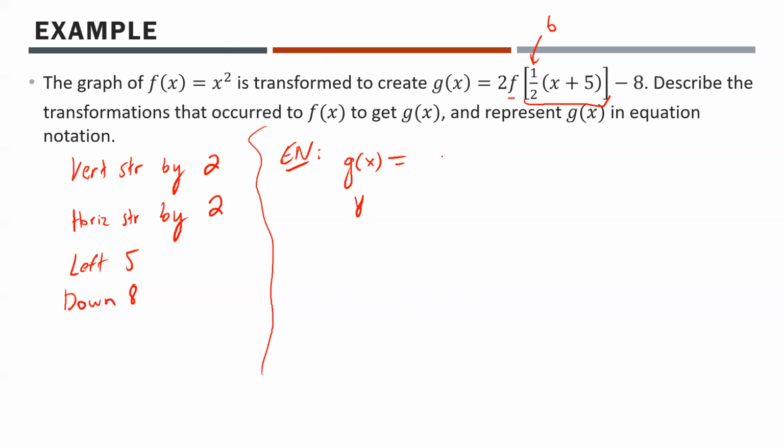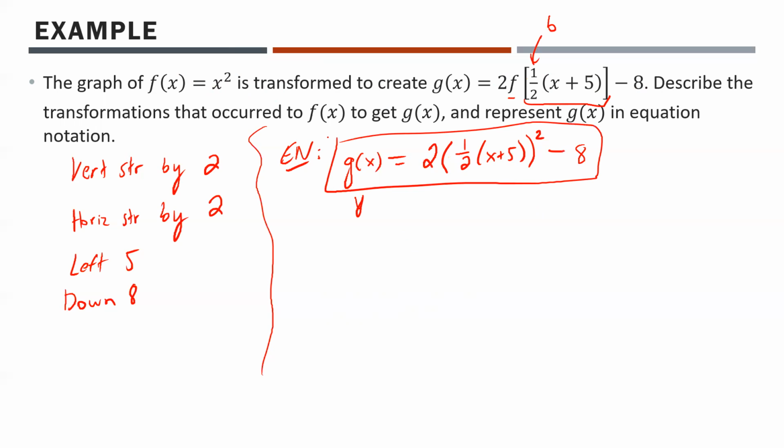So it'll be, I'll give myself some room here. It'll be 1/2 x plus 5. This stuff is replacing x here. So that's where x is. We'll just put a squared on that now because it's like x squared. So this is all squared. And then we have a minus 8 on the outside. And we also have a 2 multiplying this as well. So 2 right there. And that's it. That's your equation notation right there. So starting on the inside and working your way out, forgetting equation notation, that often is a pretty good idea.